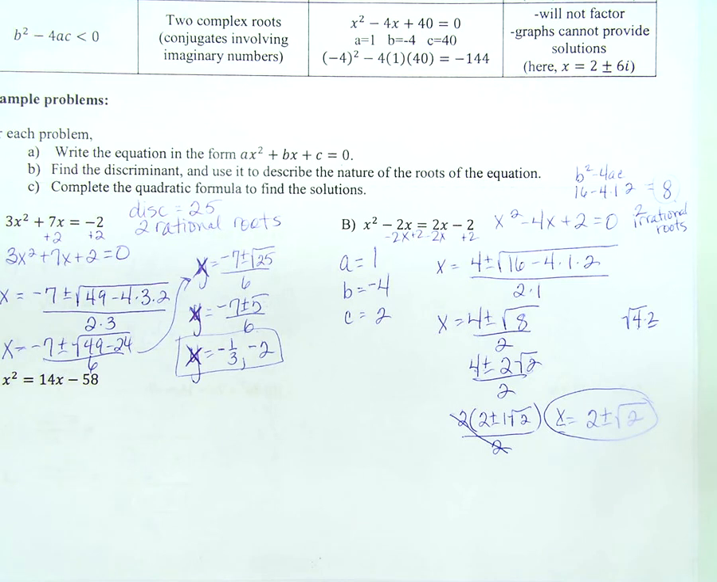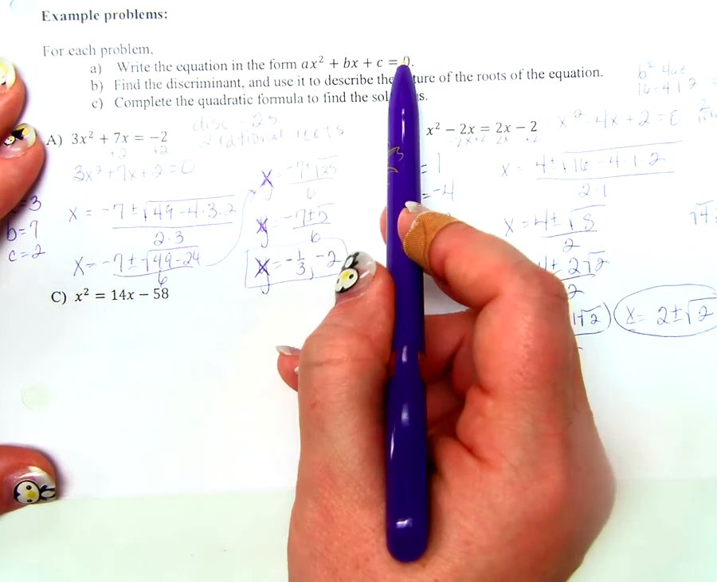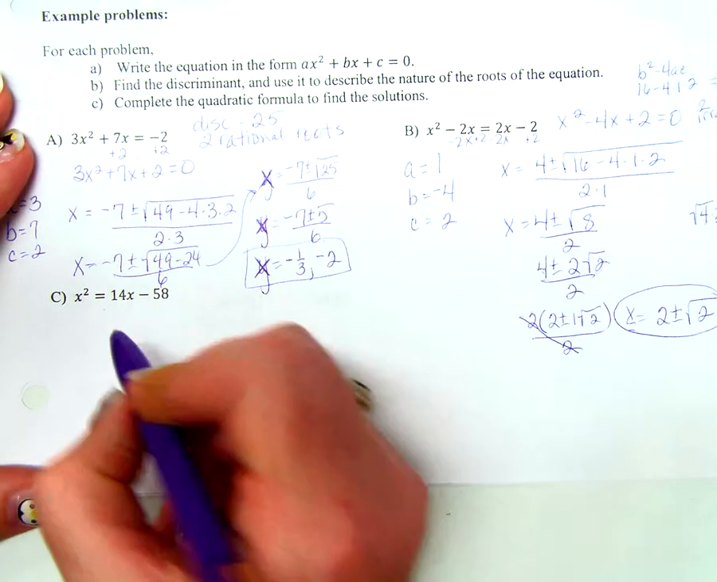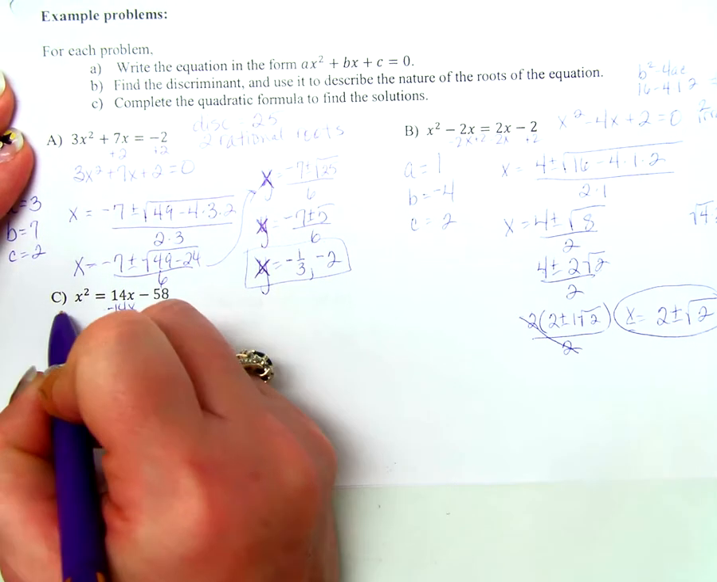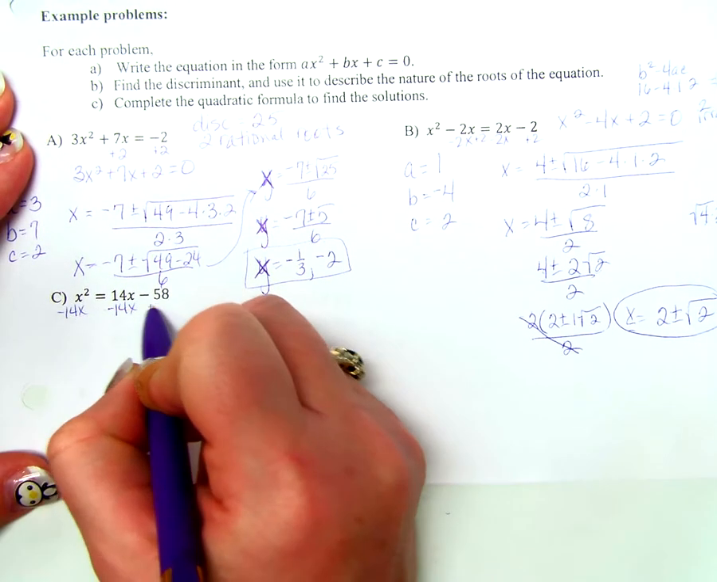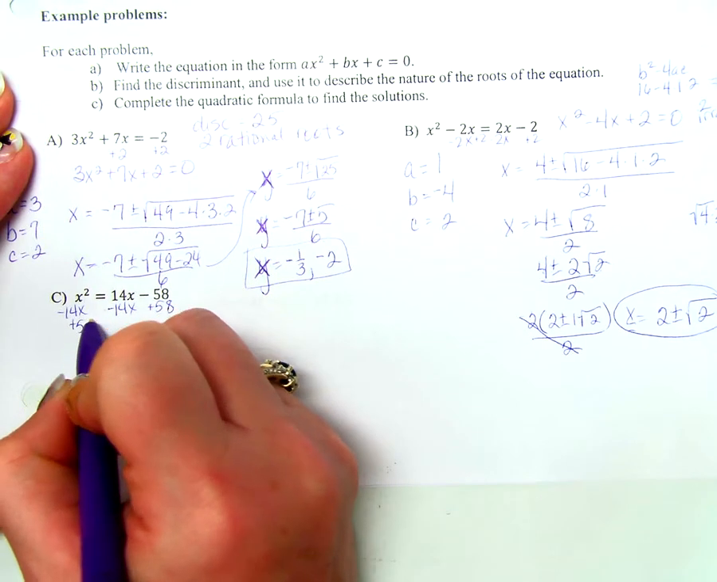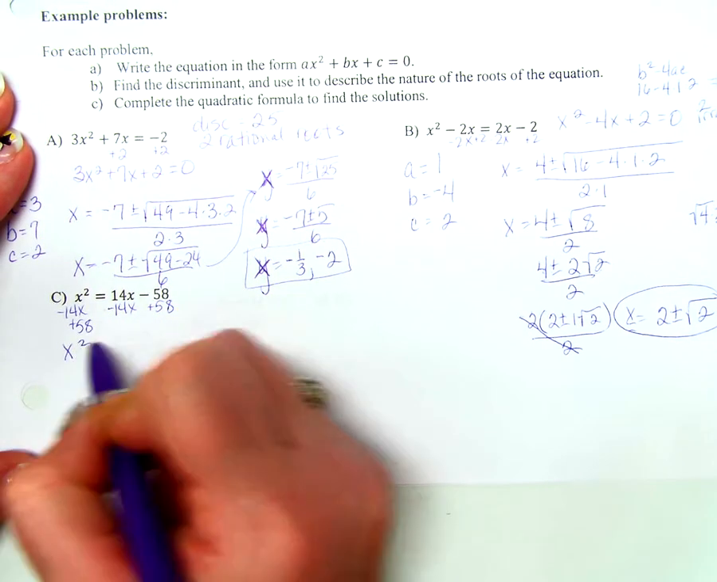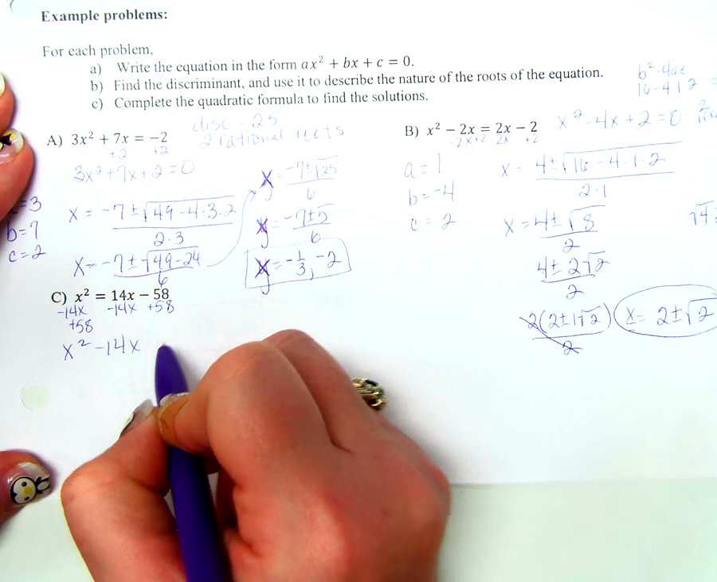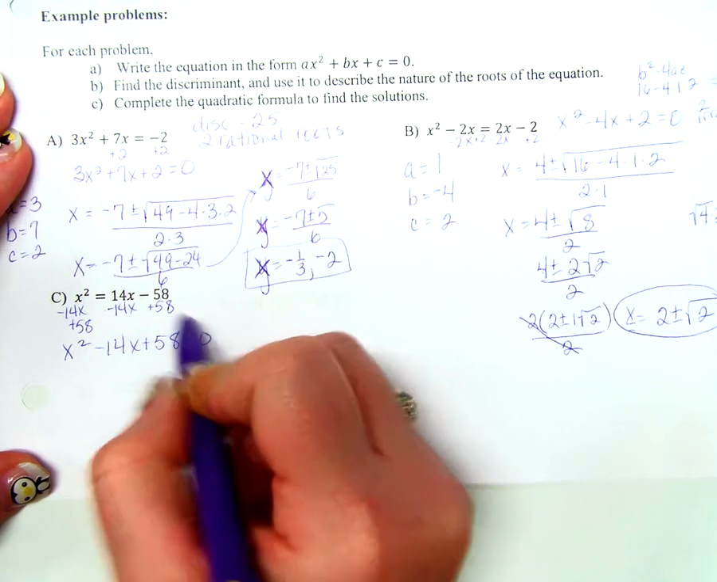I think we have time for one more. Okay. So, let's get it equal to 0. We got to do that first. So, subtract 14x from both sides and add 58 to both sides, right? So I get x squared minus 14x plus 58 equals 0.